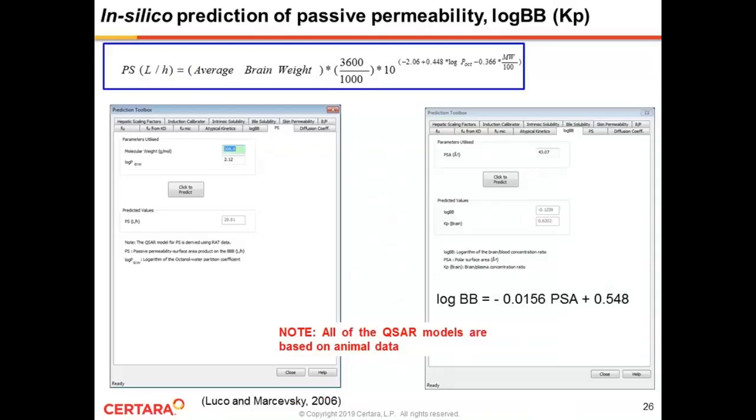Apart from that, in the simulators we also have automated tools to predict the passive permeability surface area product. These tools are primarily based on QSAR and animal data, so caution should be advised when you are using these predictors. But nevertheless, if you don't have in vitro data, then these QSAR prediction tools are pretty handy in doing your modeling.